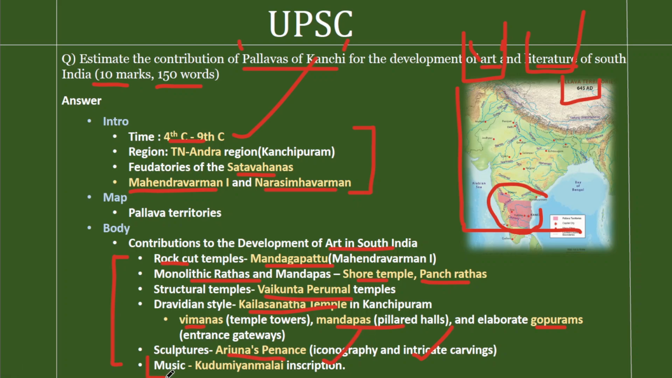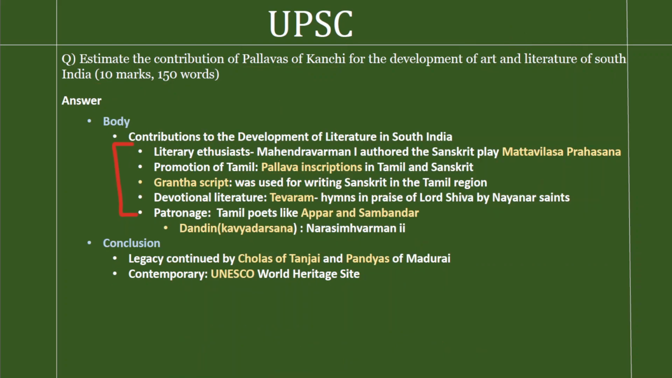And finally, music. It's a very unique point. The musical contribution of the Pallavas is mentioned in the Kudumiyanmalai inscription. So that can also be mentioned in the first part. So temples, sculptures and music will contribute to the art. And let's come to the literature part. Within literature, first of all, these kings themselves were literary enthusiasts. A most prominent work of Mahendravarman I is the Mattavilasa Prahasana.